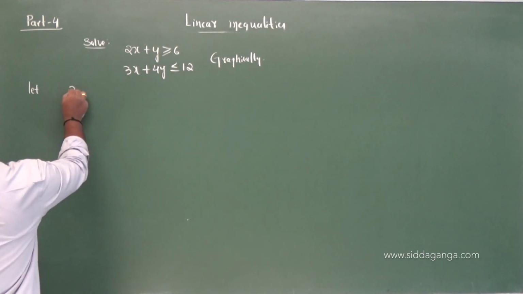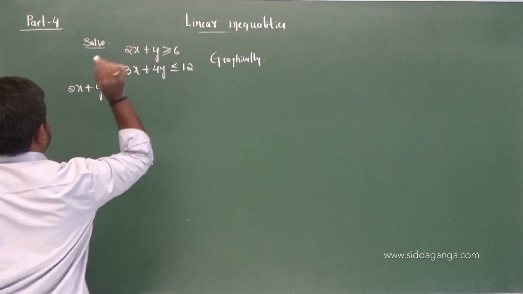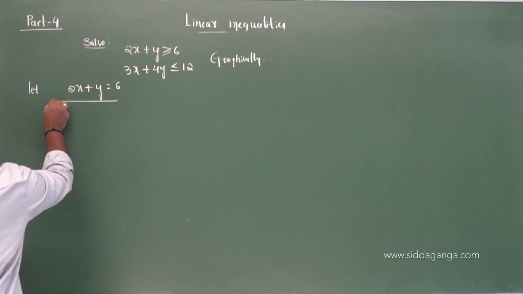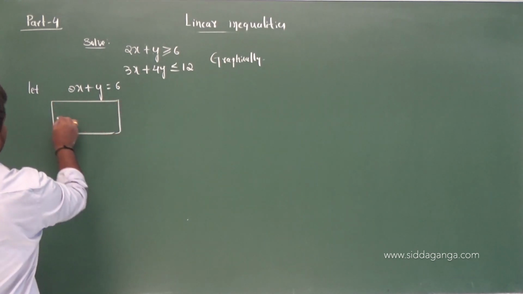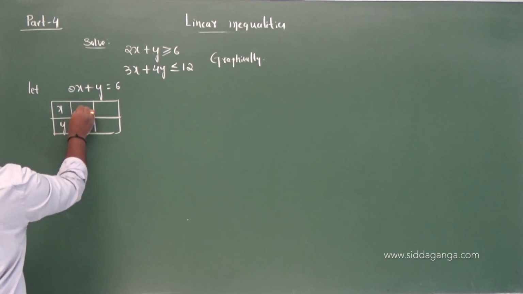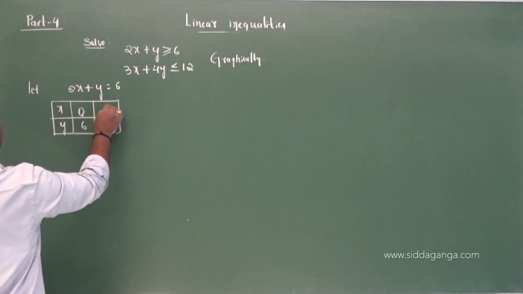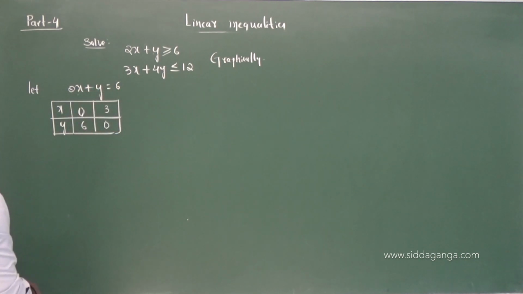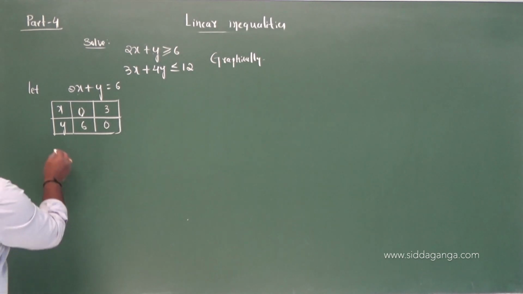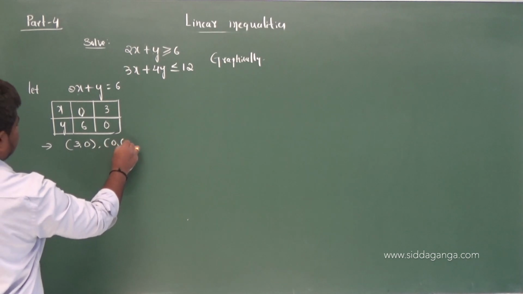Let 2x plus y is equal to 6, considering the line from this inequality. Passes through what? When x is 0, y is 6. When y is 0, 2x is equal to 6, then x is equal to 3. So it is passing through 3 comma 0 and 0 comma 6.